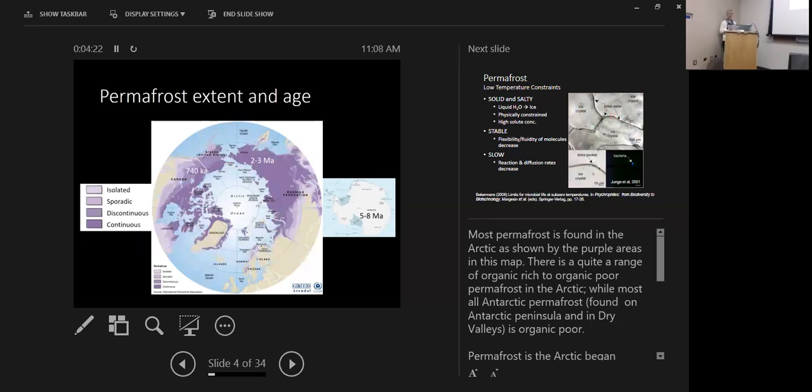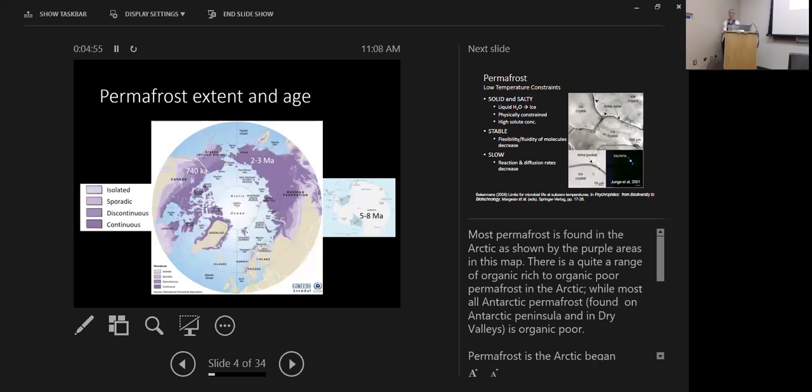Permafrost in the Arctic ranges from being organic rich to being organic poor. It just depends on where you are. And it varies by age as well. It didn't start getting cold in the Arctic until the end of the Pliocene, about 2.5 million years ago. So the oldest permafrost that we find is about 2.5 million years old, and that's found in Siberia, where I have the year marked on the map there. The oldest that we find in North America is about 740,000 years old.